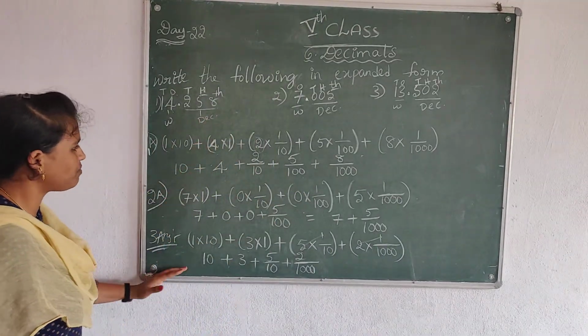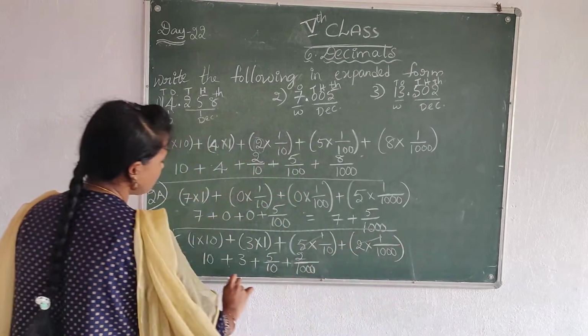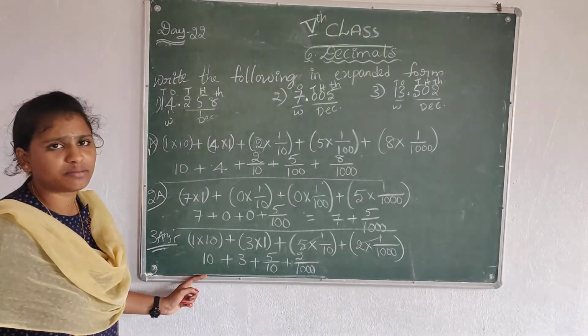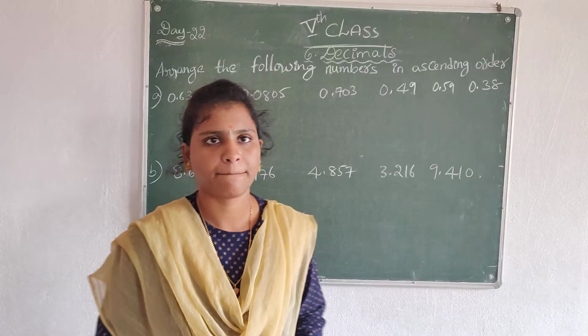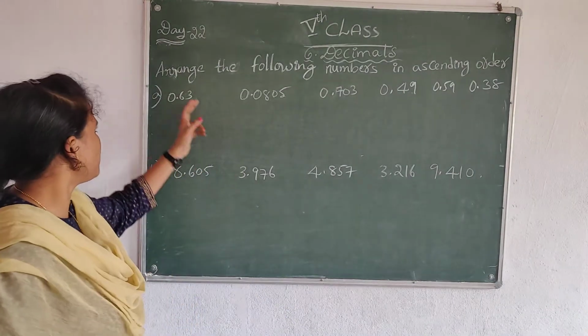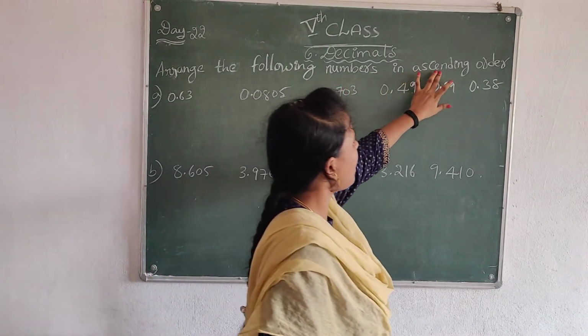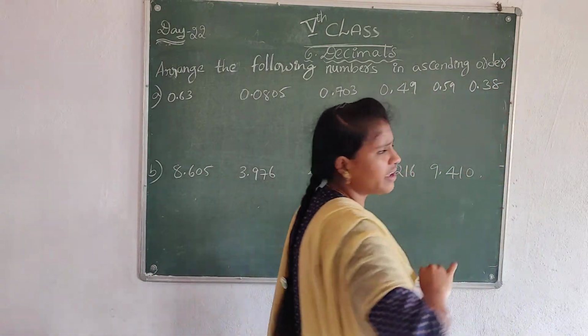Understood, children, these 3 problems? This is the first one, this is the second one, this is the third one. Everyone must write down these sums and practice these types of sums. Let's see the next one. Arrange the following numbers in ascending order.